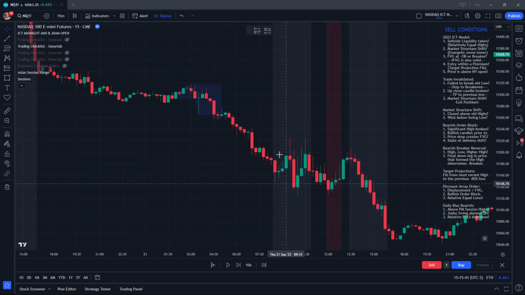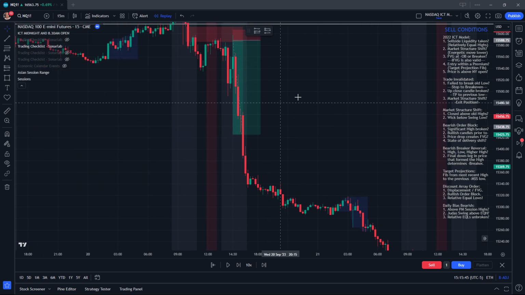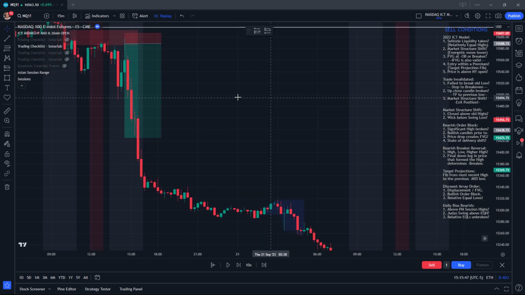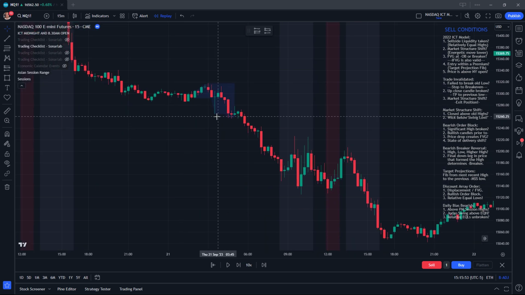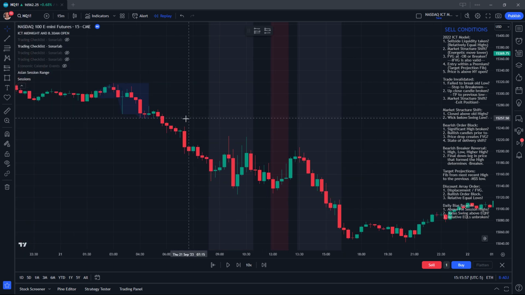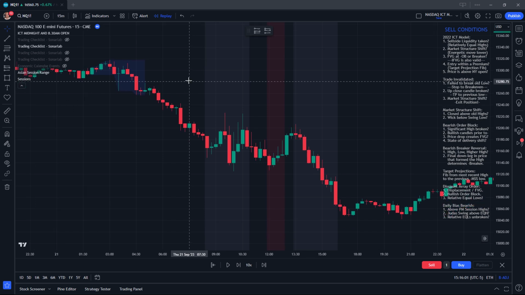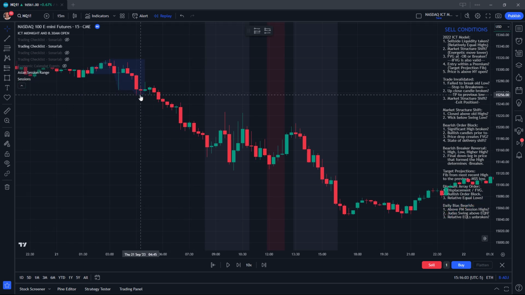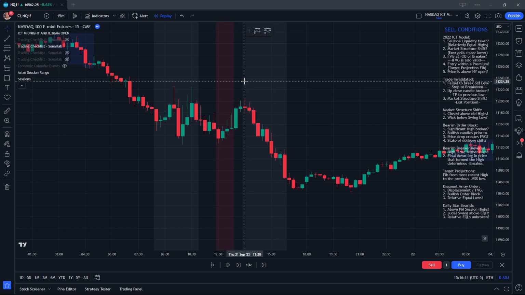lows, they've been taken. The problem is, we're already below the PM session lows here. We're already below the London session lows. How can you really say that that's liquidity? I mean, I guess you could argue, okay, we took buy side, now we need a market structure shift. Do we get it? No. Do we get it here? No. Do we get it here? No. It's the PM session.